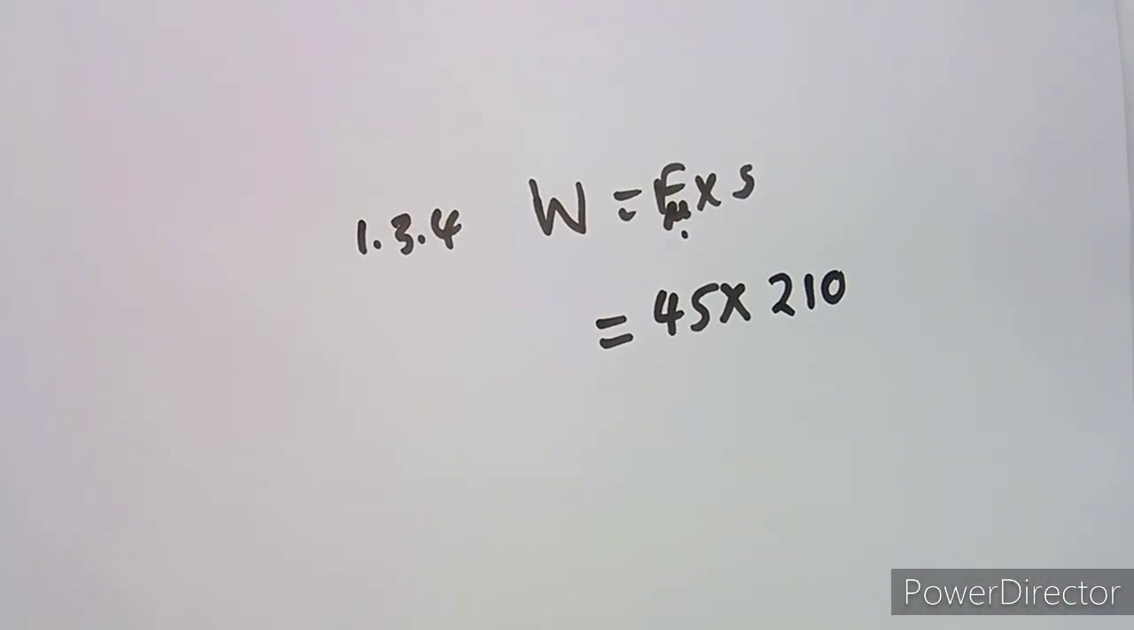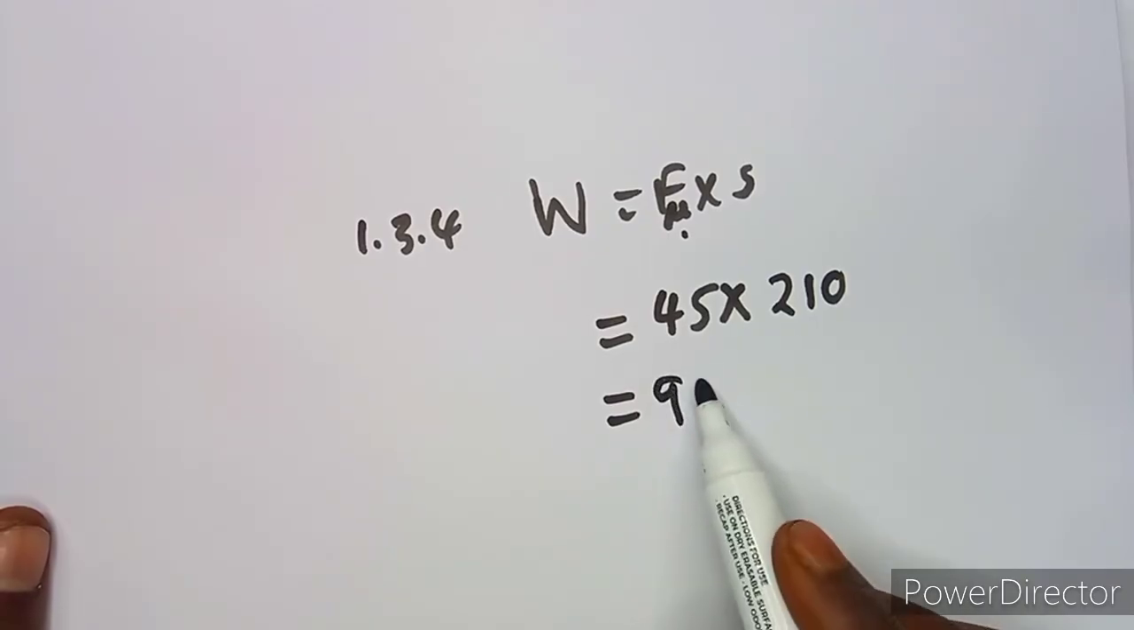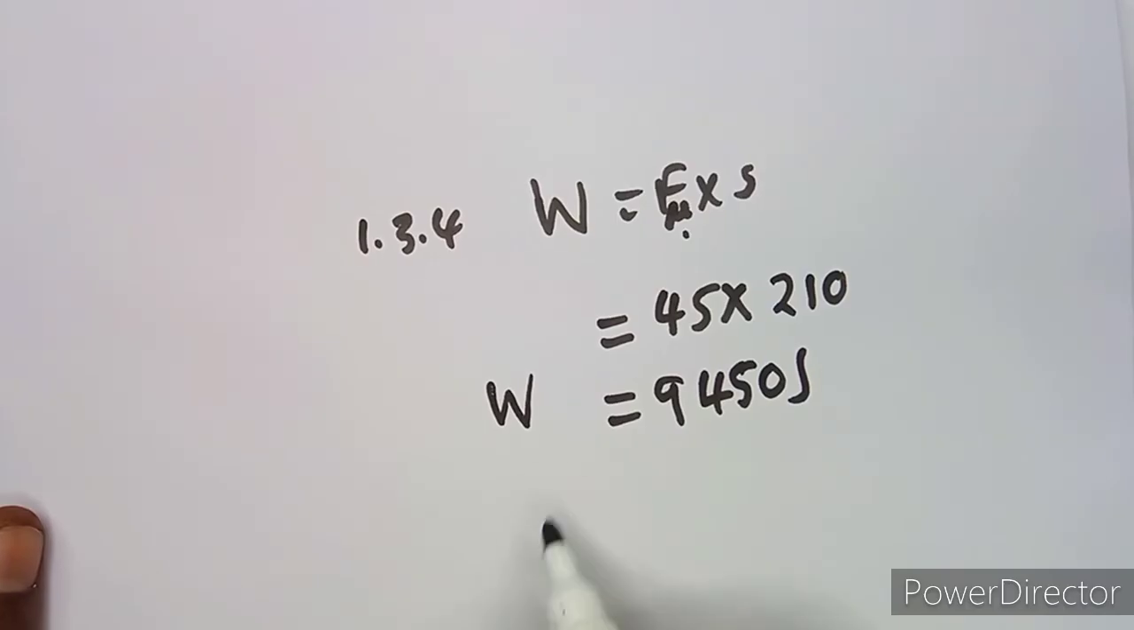If you multiply this, you are going to obtain the work done in this case as 9,450 joules. This is the work done due to the frictional force. I don't know how you can represent it, but it's just work done, guys. You can just leave it as W like that. It's fine like that.